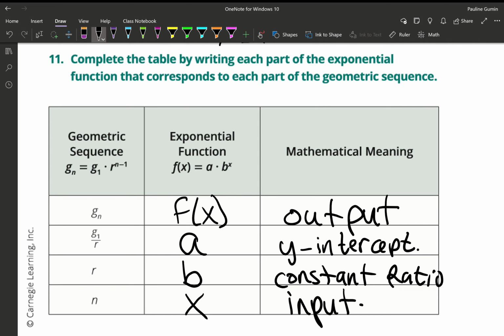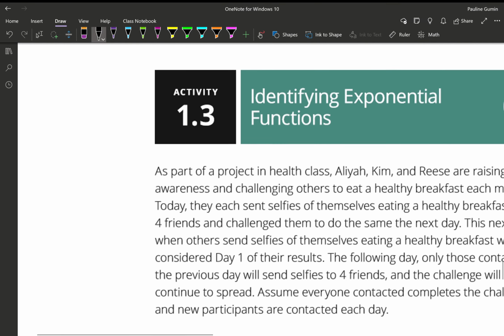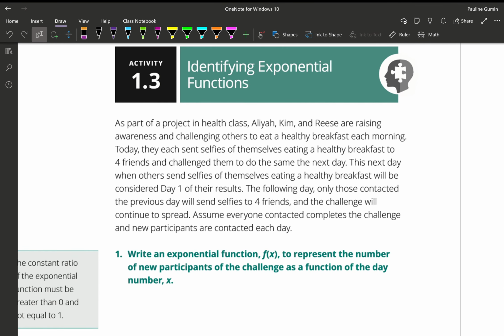All right. Let's do one more interesting problem, and then we'll be done. As a part of a project in health class, Aaliyah, Kim, and Reese are raising awareness and challenging others to eat a healthy breakfast each morning. Today, they sent selfies of themselves eating a healthy breakfast to 4 friends and challenged them to do the same thing the next day. This next day, when others send selfies of themselves eating a healthy breakfast, will be considered day 1. The following day, only those contacted on the previous day will send selfies to 4 friends. The challenge will continue to spread. Let's pretend it's a perfect world where everyone that's contacted participates in this challenge.